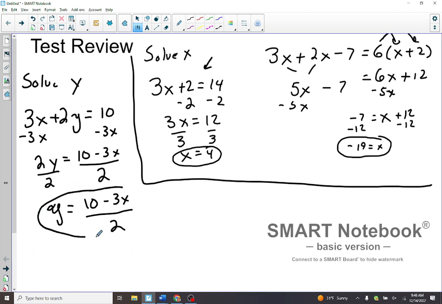Can you just leave it like that? Since y is by itself, you have accomplished your goal. You leave it by itself. You also can't solve that, unless I give you one of the numbers. If I told you x is 4.